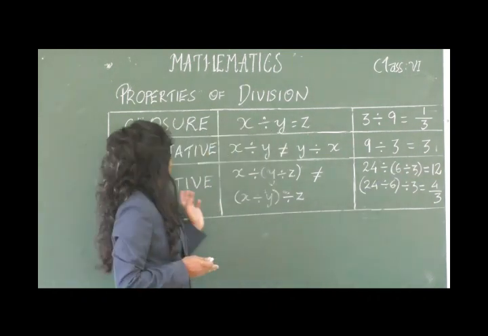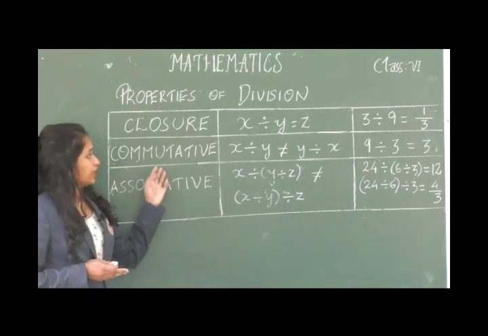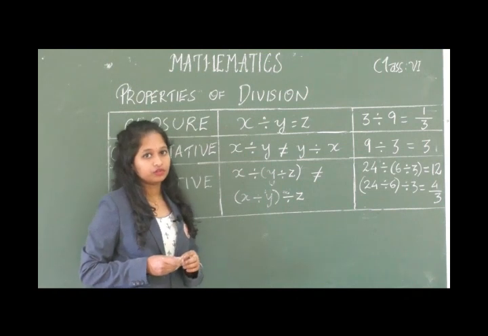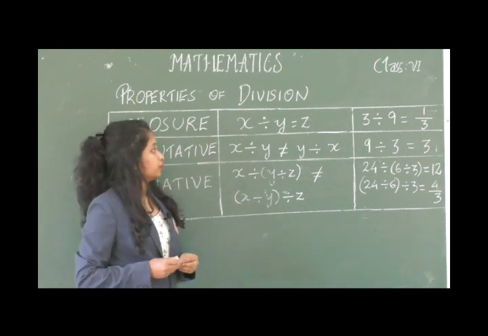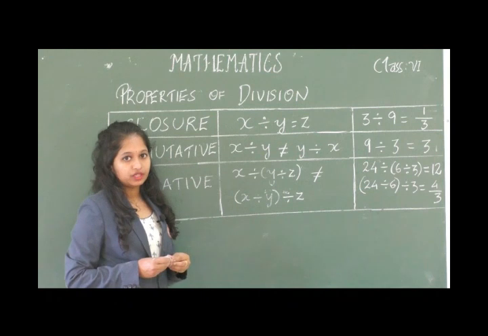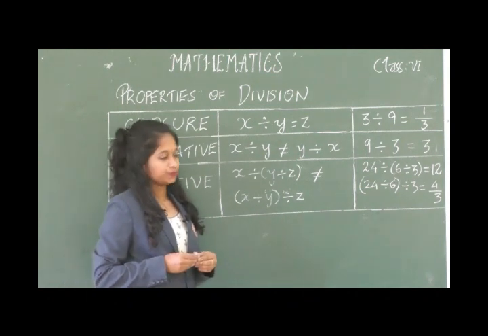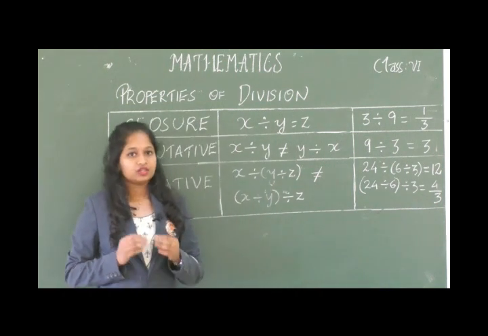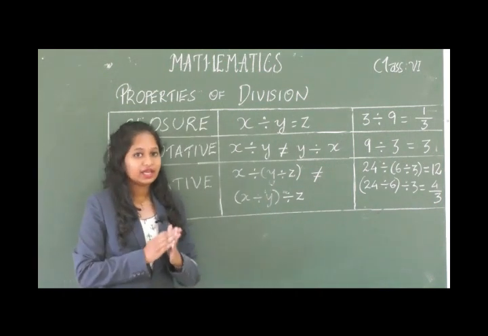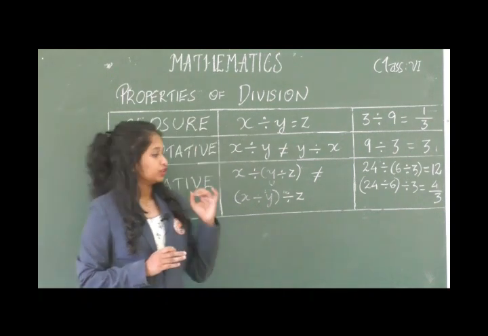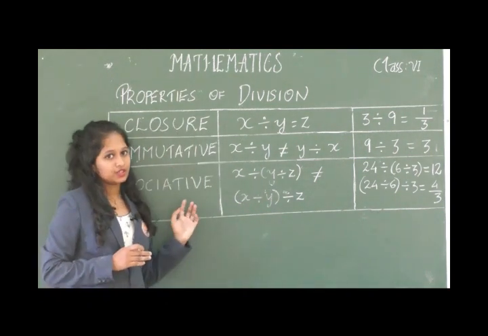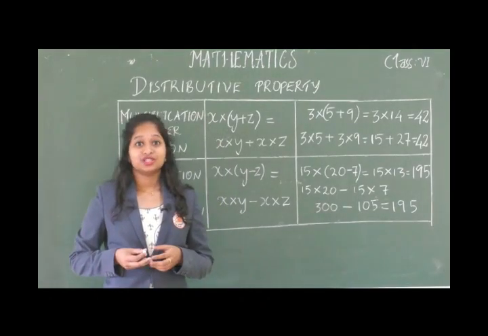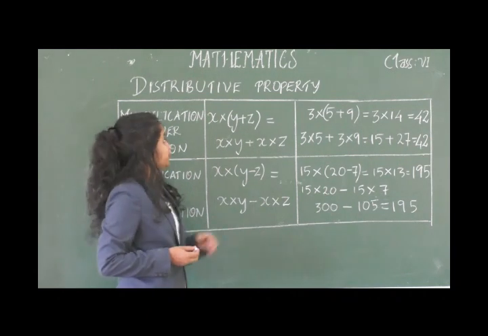That means associative and commutative properties are not true in case of division. In case of closure property, it need not be true. X divided by y need not be a whole number. So in case of addition and multiplication, the closure, commutative and associative properties are true. Children, now let's move on to the last part of our video.